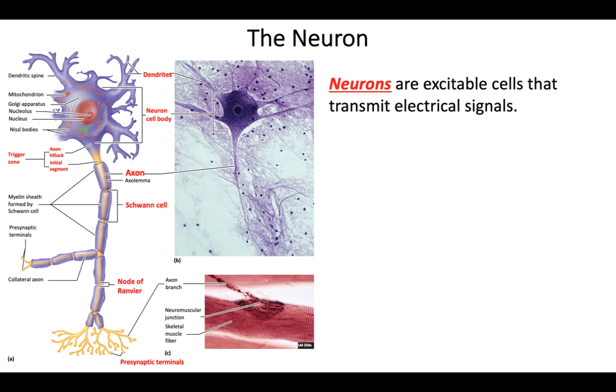All right, so that was the first video. We introduced the nervous system. We talked about the neuroglial cells. The second video, we're going to actually start to get into the neurons, the cells that can transmit electrical signals.